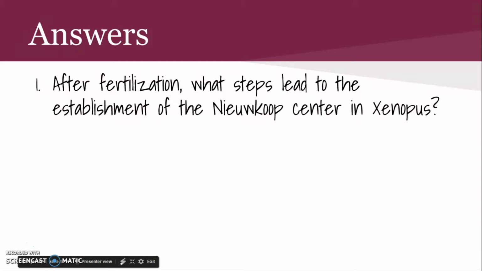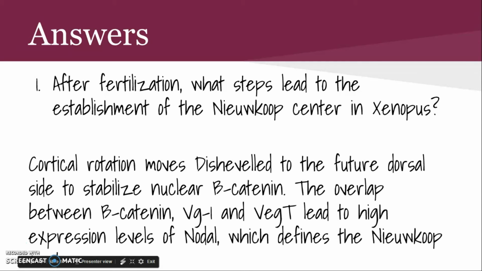1. After fertilization, what steps lead to the establishment of the new Nieuwkoop center in Xenopus? Cortical rotation moves the Disheveled to the future dorsal side to stabilize nuclear beta-catenin. The overlap between beta-catenin, Vg1, and VegT lead to high expression levels of Nodal, which defines the new Nieuwkoop center.